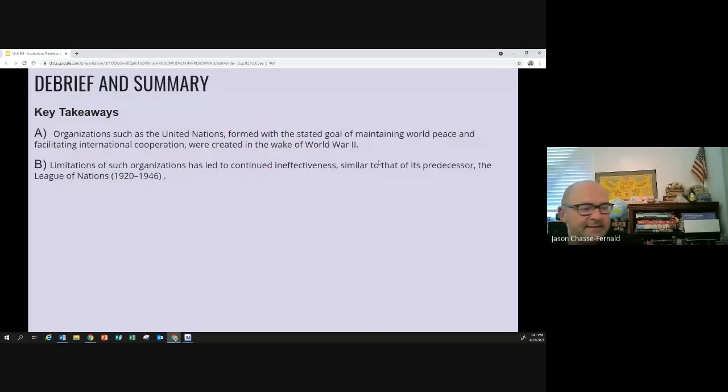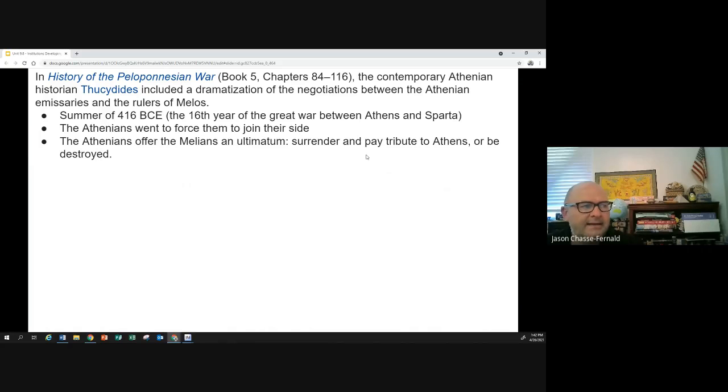Let's wrap this up today. Organizations such as the United Nations have the stated goal of maintaining world peace and facilitating international cooperation, created in the wake of World War II. But the limitations of such organizations include continued ineffectiveness, similar to that of its predecessor, the League of Nations. And to wrap up, the United States is a declining soft power.